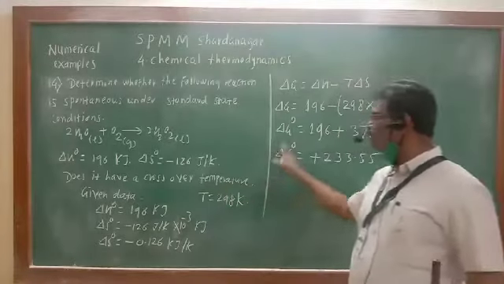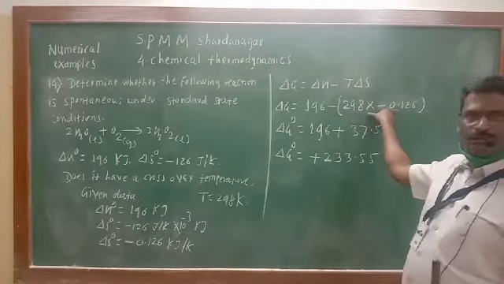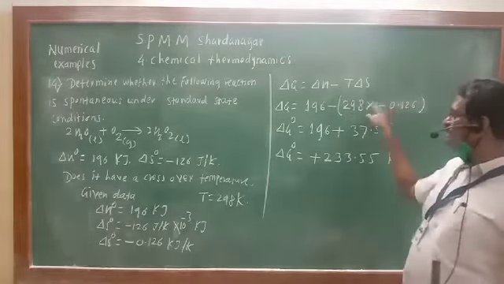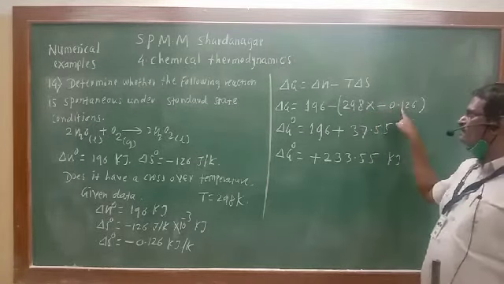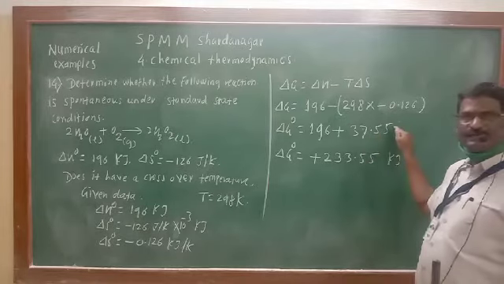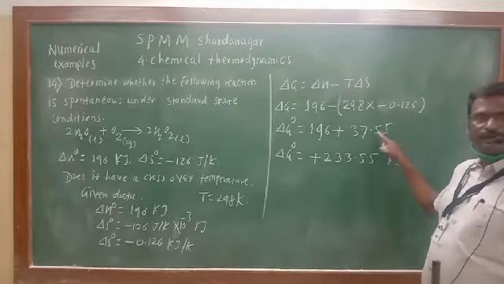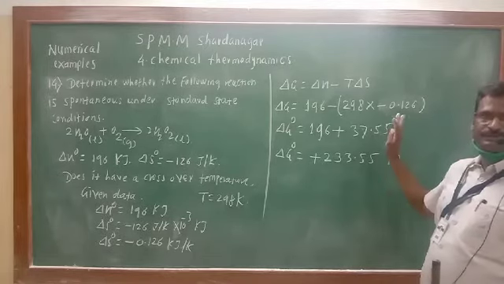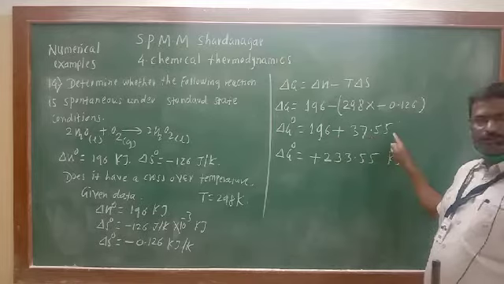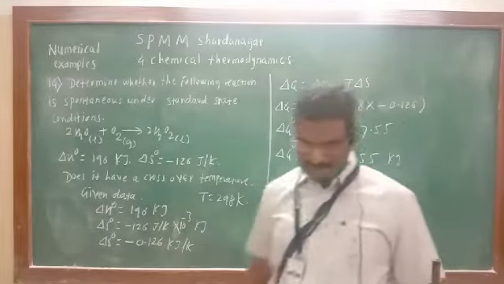But this is how we have to find out the correct answer. Here you have to calculate this answer only. Remember, take the log of this term plus log of this term and then antilog. The answer comes to be like this. And minus into minus, therefore the answer will be plus. Therefore, 196 plus 37.55. This is the answer, and the process is non-spontaneous.